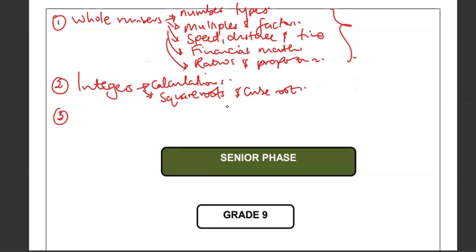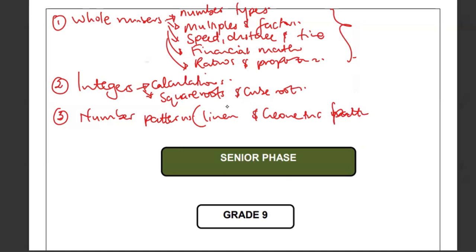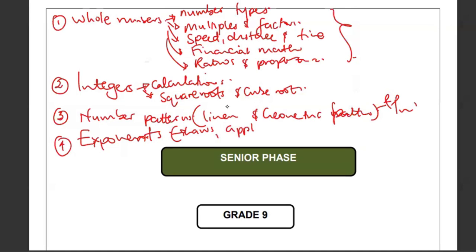Then number 3, we also have what we call the number patterns. Some people call them the linear or geometric patterns. Okay, so those are the patterns we need to know. How do we determine the next two terms? How do we describe the pattern? How do we find the nth term? And so on and so forth. And then number 4, we have what we call the exponents in grade 9. Exponents and indices. So we need to know the laws and then the applications.